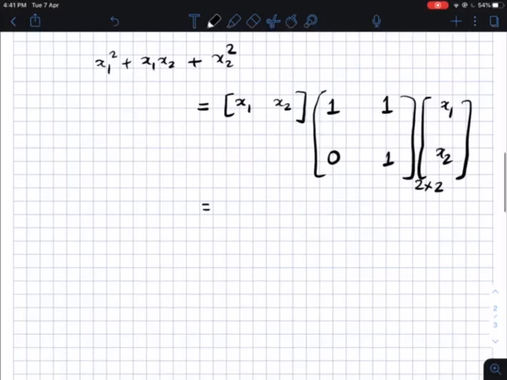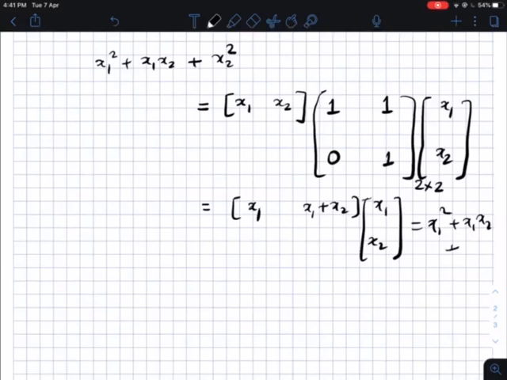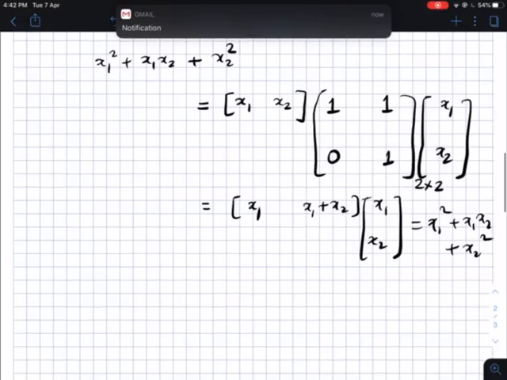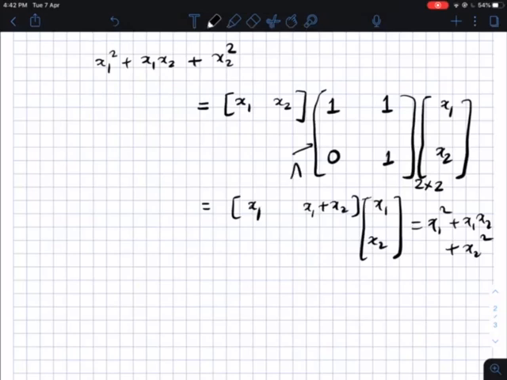You can easily see that when you multiply this, you will get the row vector x1 and x1 plus x2, and when you multiply it with the column vector x1, x2, you will get the desired quadratic form, x1 square plus x1 x2 plus x2 square. So it seems that a quadratic form can naturally be written in terms of a matrix, right? Let's call this matrix A.